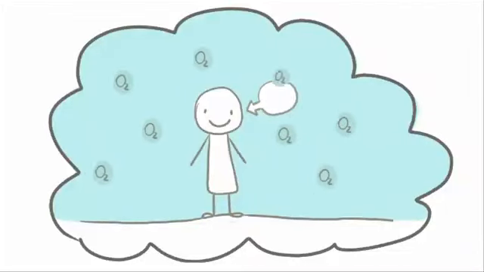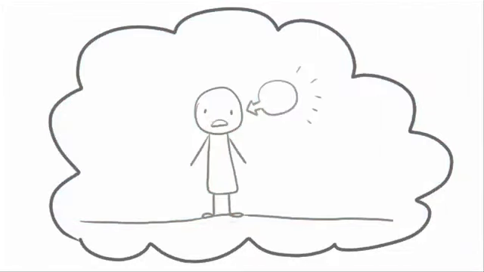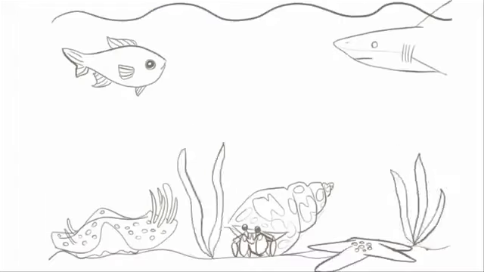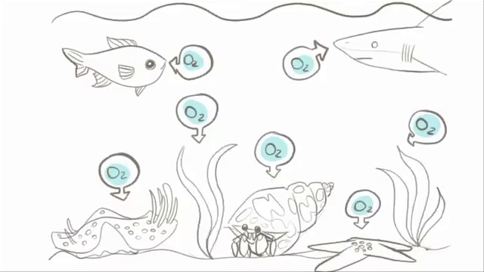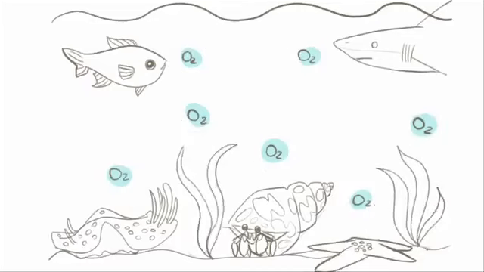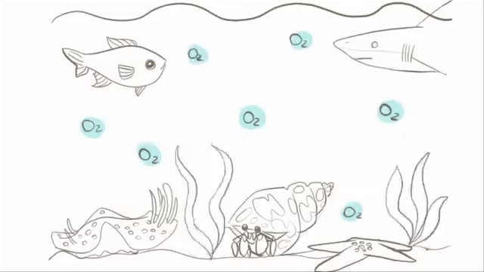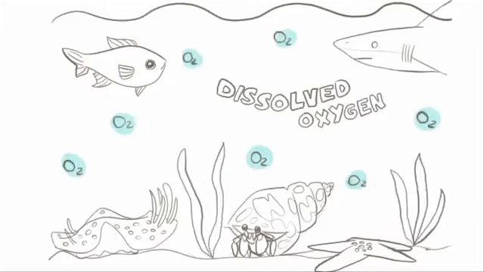World where we weren't surrounded by air. Without the oxygen in the air that we breathe, we wouldn't survive very long. But what about animals underwater? They need oxygen too. Where do they get it? The answer is from the water, because water actually also contains dissolved oxygen.